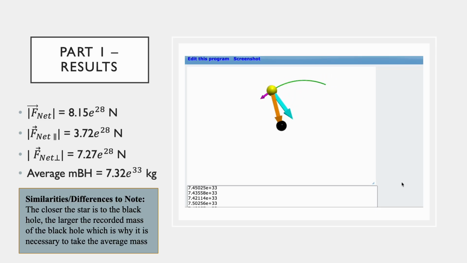Here's the result from part 1. F net is always pointed towards the black hole, which is the orange arrow, and gets bigger as it gets closer, and then its components add to get F net, the parallel and perpendicular forces. And we can see the average mass of the black hole calculation here. One thing to note is that the closer the star is to the black hole, the greater the mass, which is why it is important to average out the mass.